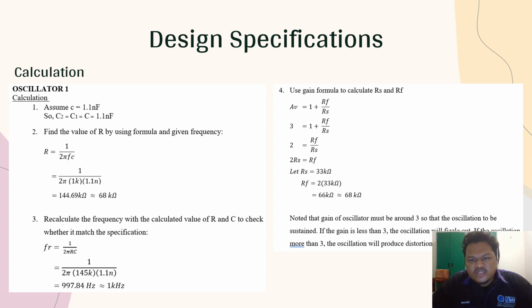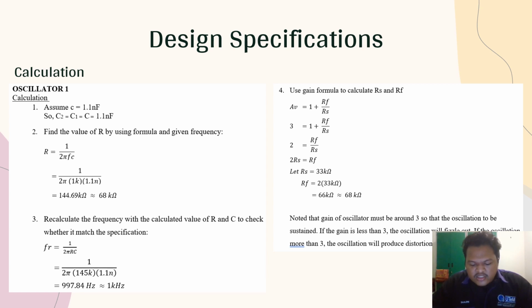After that, we use the formula to calculate Rs and Rf, given the formula AV equals 1 plus Rf divided by Rs. We assume the AV is 3 and we derive the formula to get Rf equals 2 Rs. Let's say the Rs is 33 kilo ohm, then we get the Rf is 66 kilo ohm.